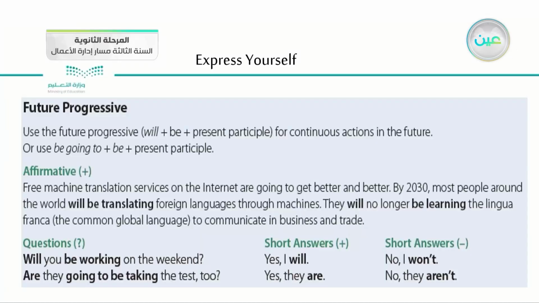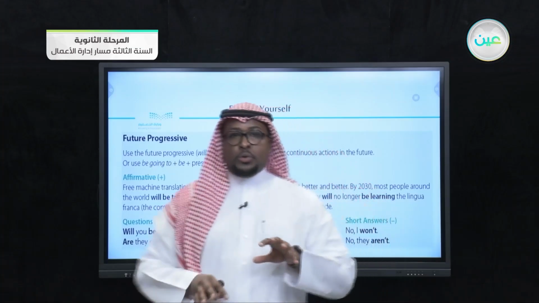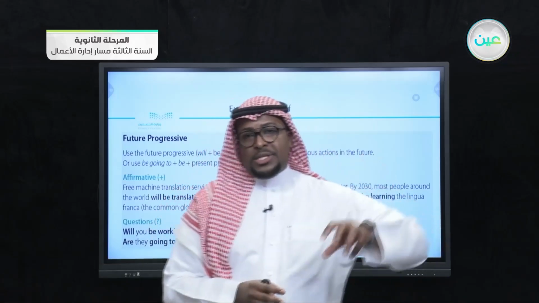So in this part, okay, this is the form of the future progressive, which is will, be, present participle. So we have to have will, okay, which is actually permanent. And of course, here we have be, one of the verbs. For example, we have am, is, are, and then we have present participle, okay? And of course, we can use this, okay, which is going to plus be and plus present participle. Of course, we can use this through different ways, which is affirmative and negative.